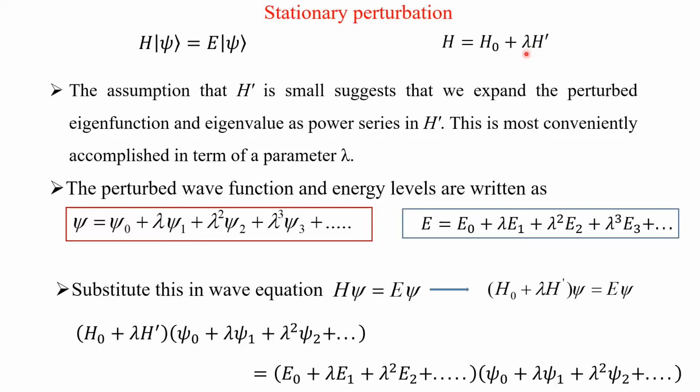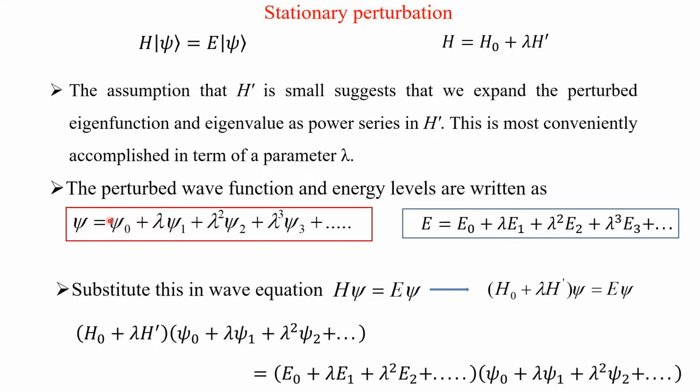The parameter lambda is important, as the assumption that H prime is small suggests that we expand the perturbed eigenfunction and eigenvalue as power series in H prime. This is most conveniently accomplished in terms of the parameter lambda. This lambda varies from 0 to 1. Generally, it is very much less than 1. If lambda is 0, there is no perturbation; if lambda is 1, it is the maximum perturbation. The perturbed wave function is written as psi equal to psi naught plus lambda psi 1 plus lambda squared psi 2 plus lambda cubed psi 3, and it will go on.